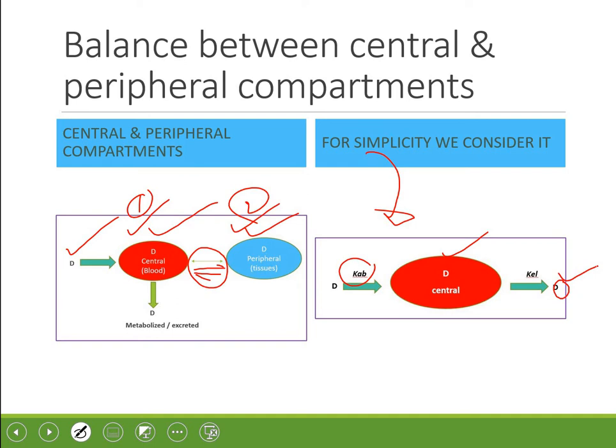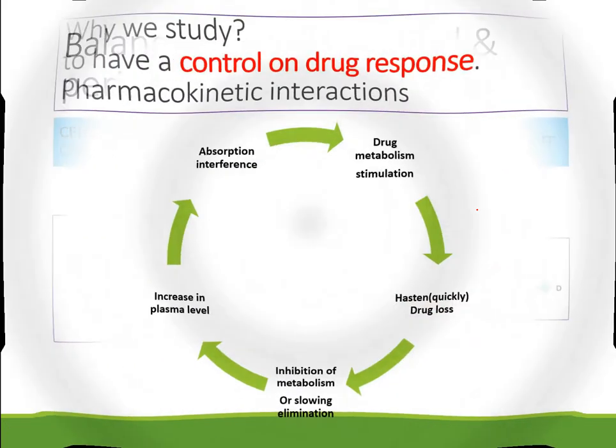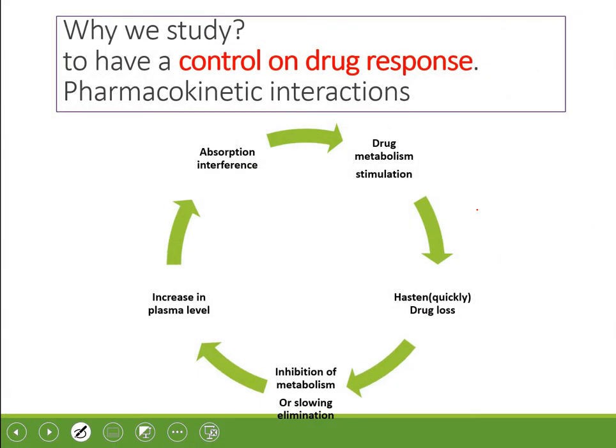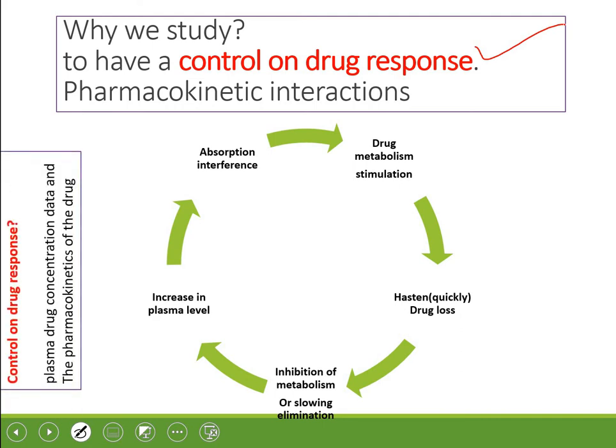And that goes outside the body as eliminated. So, an important point for understanding is that for simplicity, we will consider this as a single compartment model. We will select this compartment model. And why do we study this? We study this because we have to control the drug response and the drug response curve, you see. And that is not so simple, you see. For that you have to understand the amount of drug that reaches the general circulation.